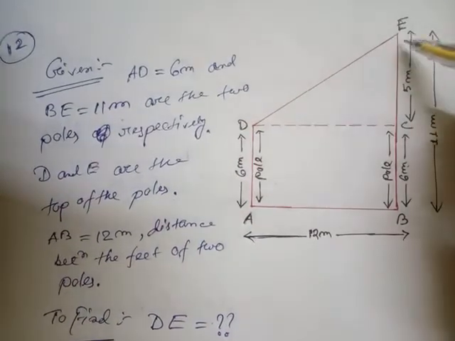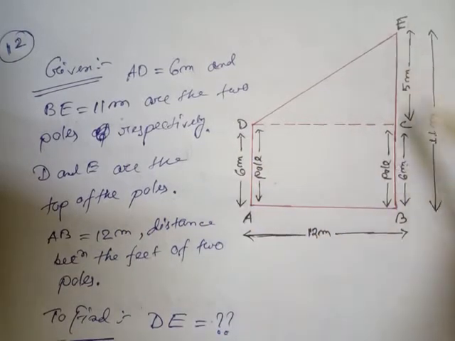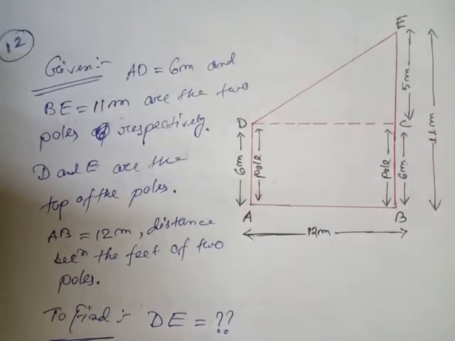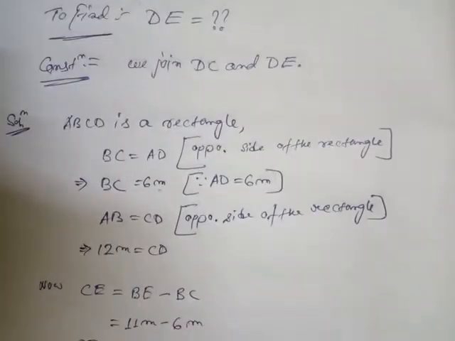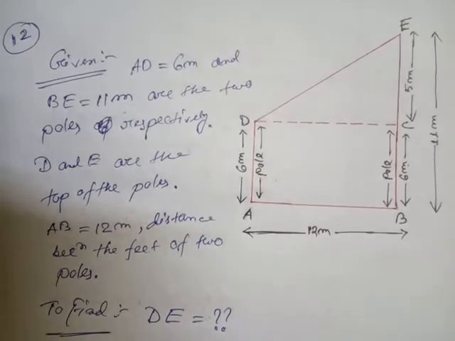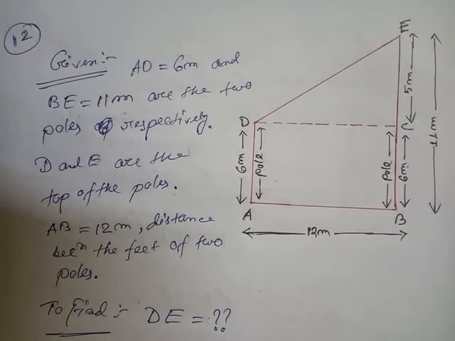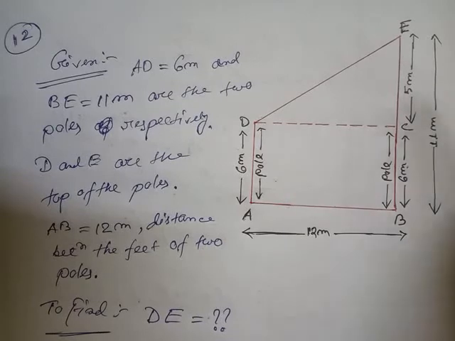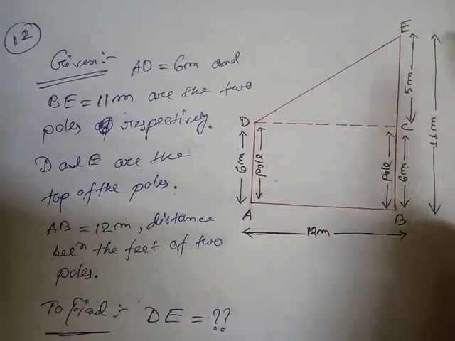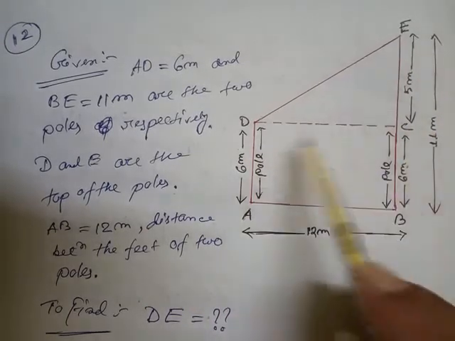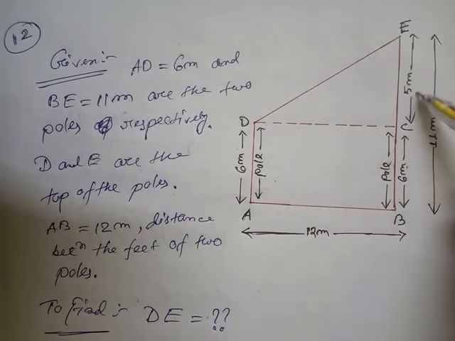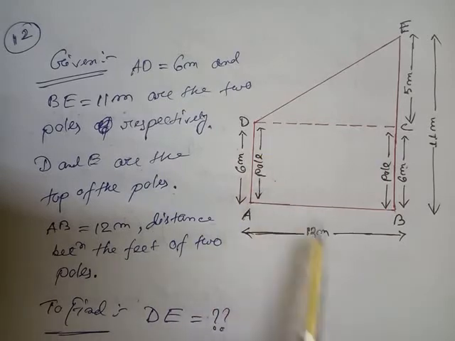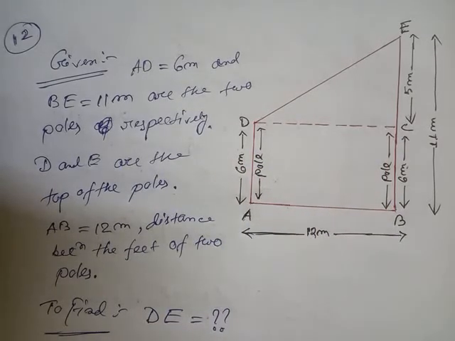Now, students, look. Since this is perpendicular, this is also perpendicular on this part, so we can apply here the Pythagoras theorem. Students, now look here. We can apply here the Pythagoras theorem that in triangle DCE, if DE is the hypotenuse, then DC square plus CE square equal to DE square, means hypotenuse square is equal to sum of the other two sides square. So if this is 5 meter and this is AB means 12, this is also 12.